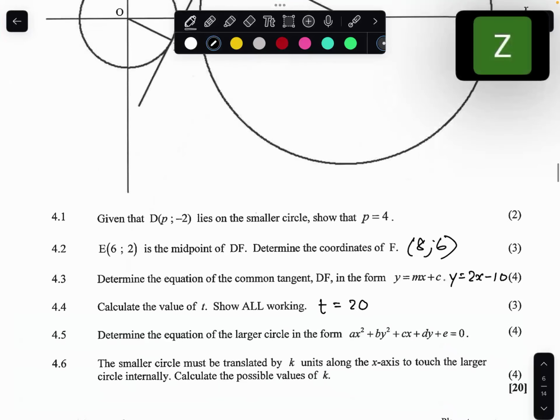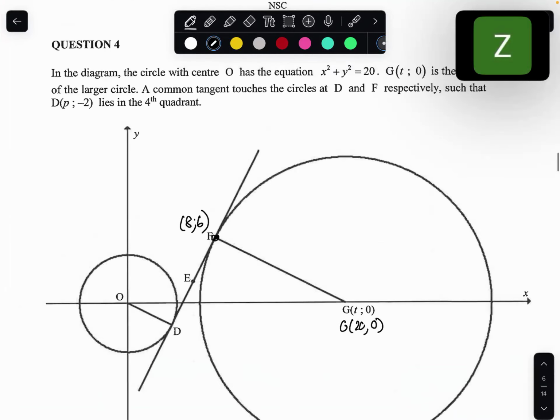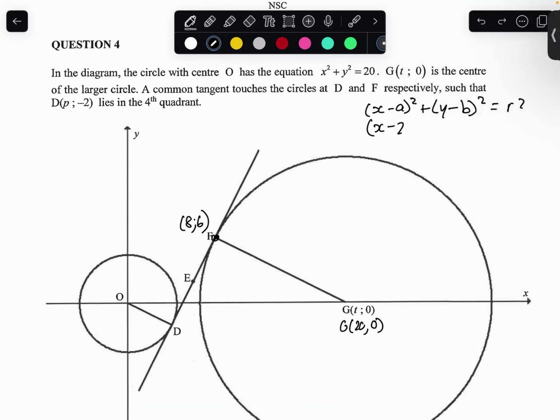Okay, so question 4.5 says, determine the equation of the largest circle in the form ax squared plus by squared plus cx plus dy plus e equals 0. I'm going to start off with the standard form of the big circle, which is (x minus a) squared plus (y minus b) squared equals r squared, which gives me (x minus 20) squared plus (y minus 0) squared equals r squared, where the center is my turning point. I also need to figure out what r squared is, so I need a set of coordinates that lies on my big circle to substitute in place of x and y and solve for r.